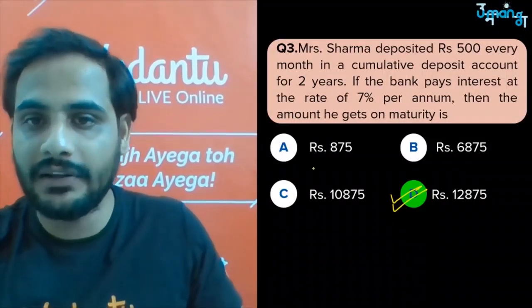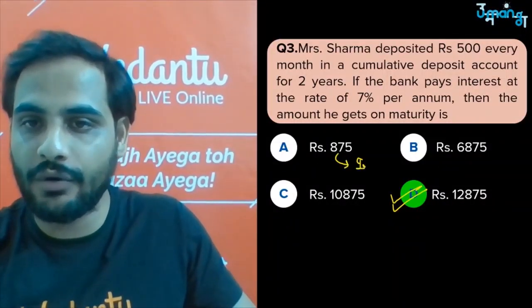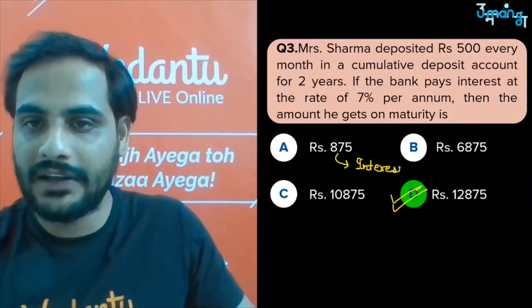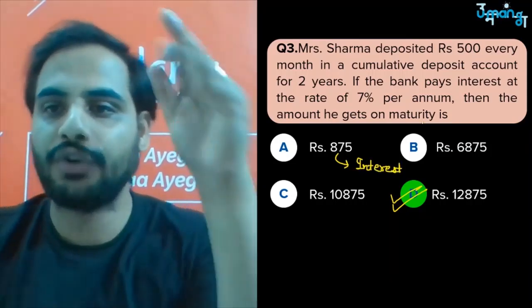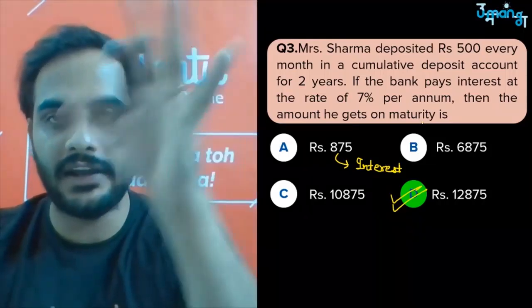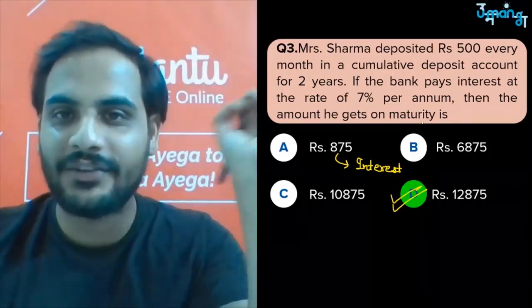Remember, option A will be your answer when they are asking only the interest, but they are asking you the maturity value. So n into p plus the interest. Is it clear? Let's go for the next question.